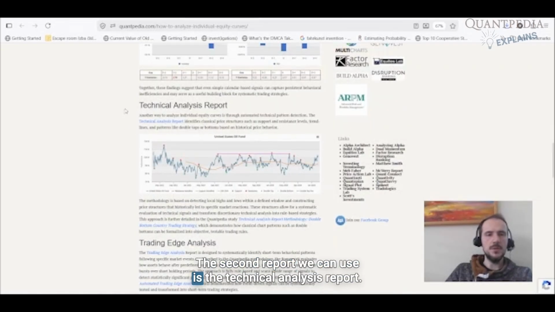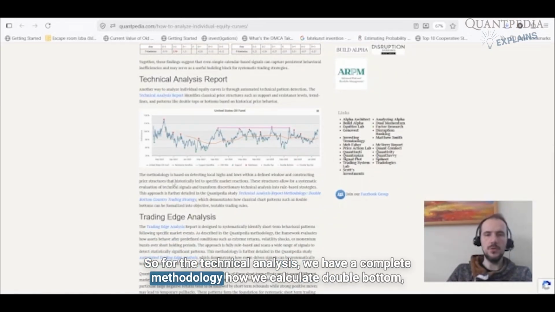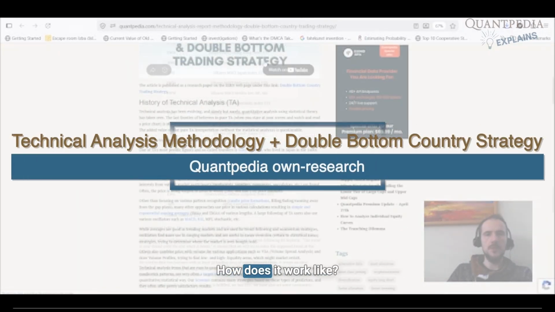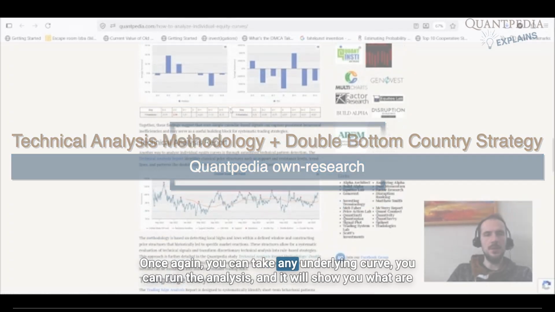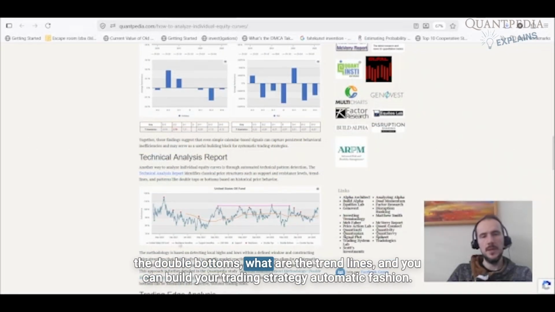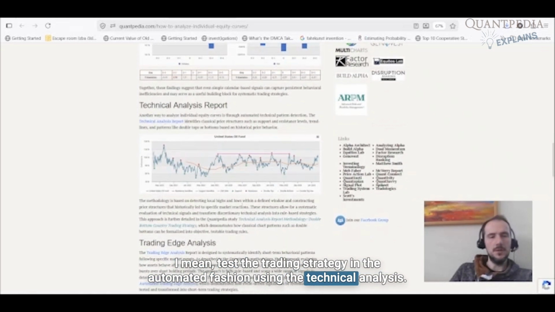The second report we can use is the technical analysis report. For technical analysis, we have a complete methodology for how we calculate double bottoms, double tops, trend lines, etc., once again in an individual article. How does it work? Once again, you can take any underlying curve, run the analysis, and it will show you the double bottoms and the trend lines, and you can build and test your trading strategy in an automated fashion using technical analysis.